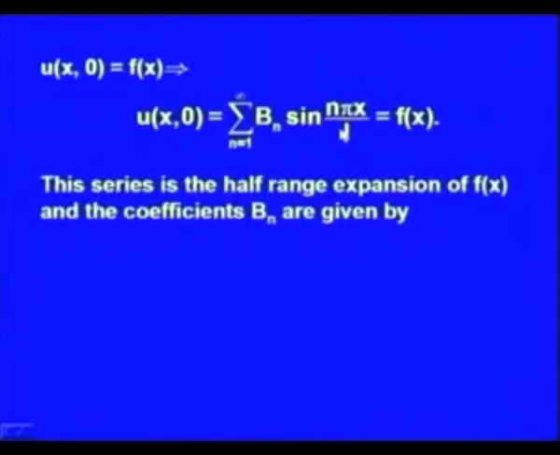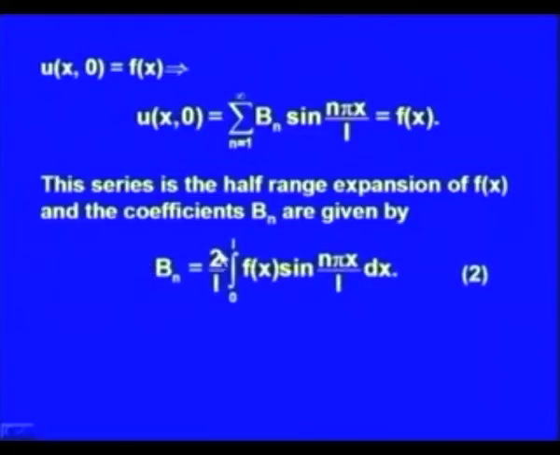Now, this series is a half range expansion of the function f(x), which we know from our study of the Fourier series. If you recall, in the case of the half range expansion, the coefficients b_n are given by 2 over L integral 0 to L f(x) sin(nπx/L) dx, which we call equation 2.